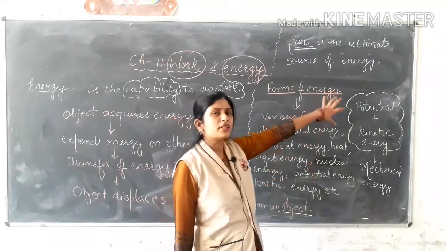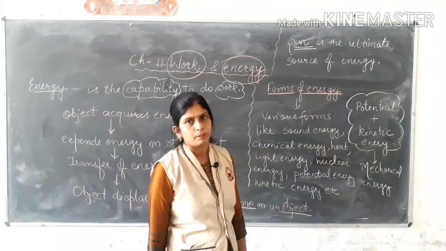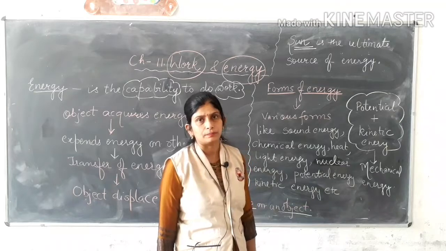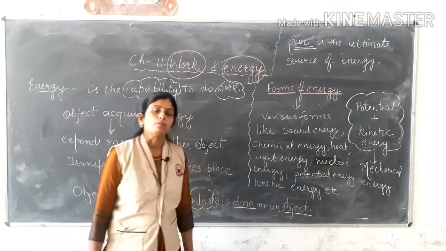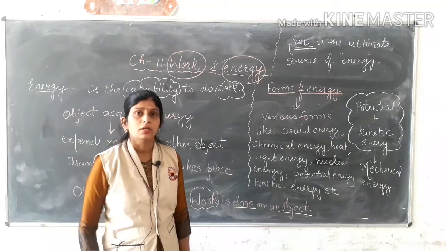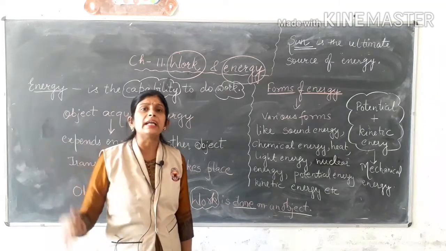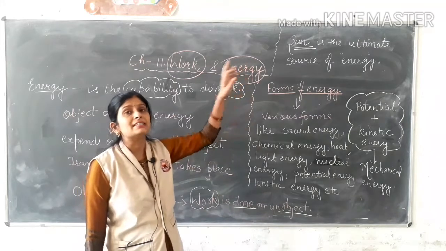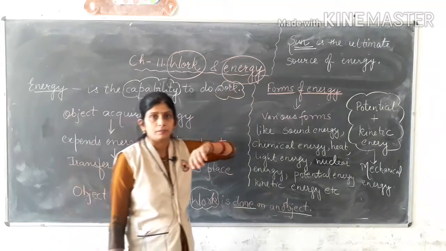Next point, potential and kinetic energy. Both are collectively known as mechanical energy. Now, most of the energy forms found in nature are directly or indirectly derived from the sun. So, the sun is considered the ultimate source of energy.